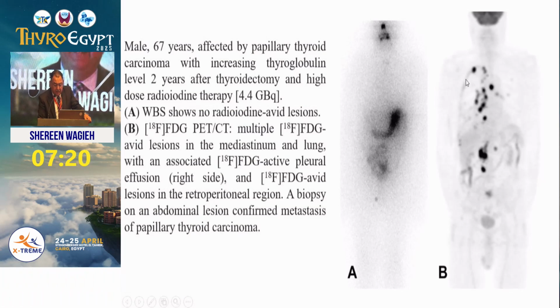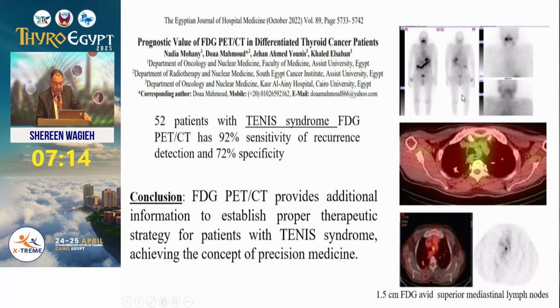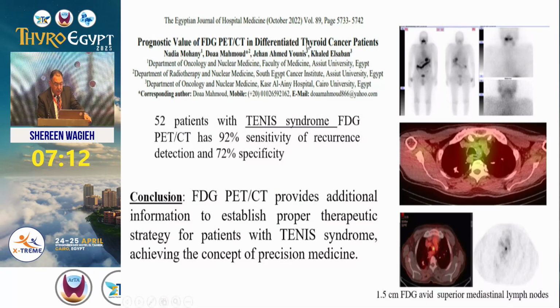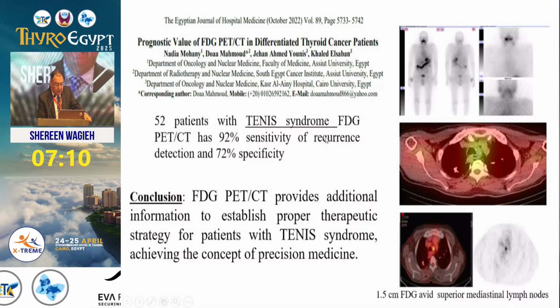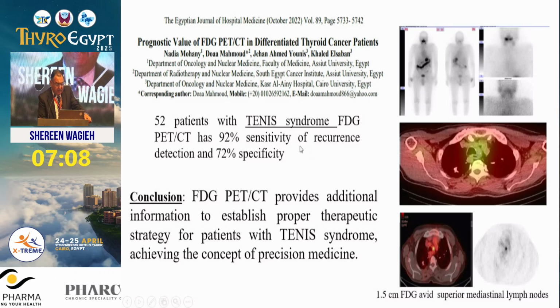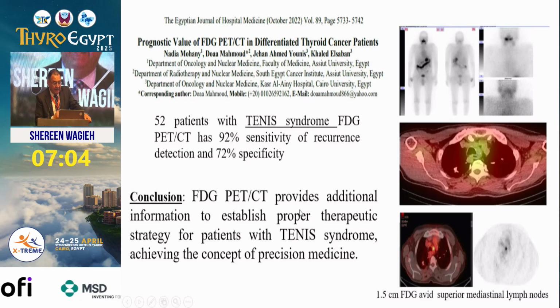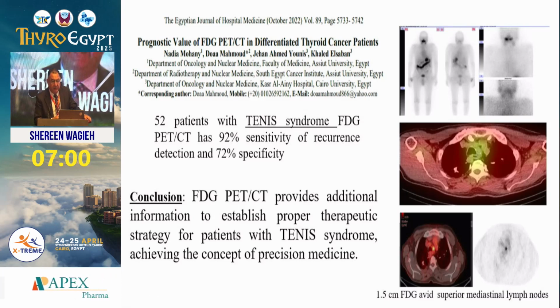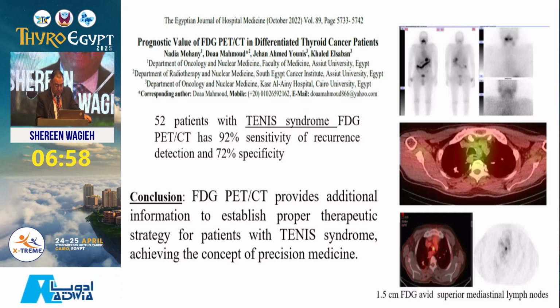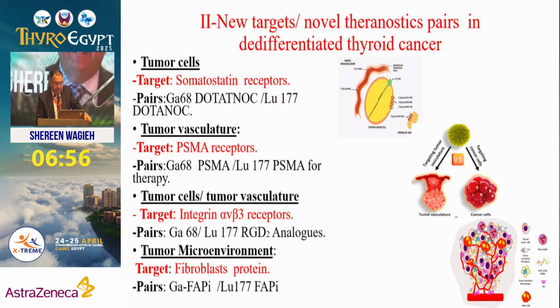Also you can see here there is also pleural deposit, which is a worse prognostic sign. This is an Egyptian patient study published in 2022 on 52 patients with TENIS syndrome, showing high sensitivity and specificity, with the final conclusion that FDG PET-CT provides additional information to establish proper therapeutic strategy for those patients with TENIS syndrome, achieving the concept of precision medicine.